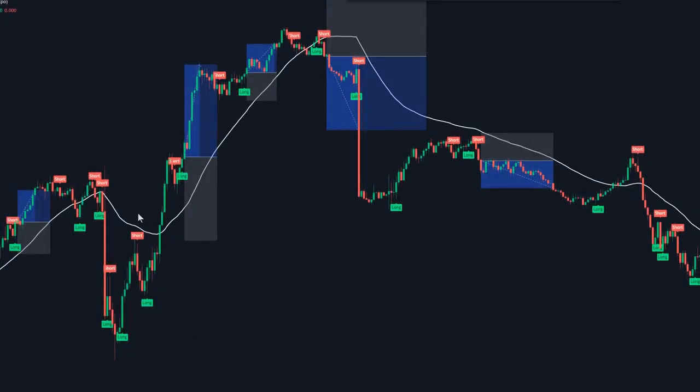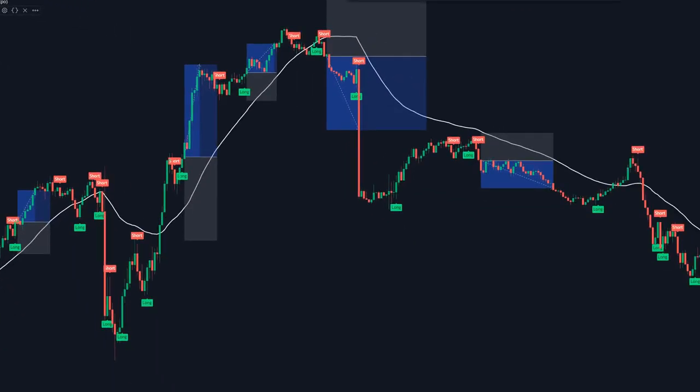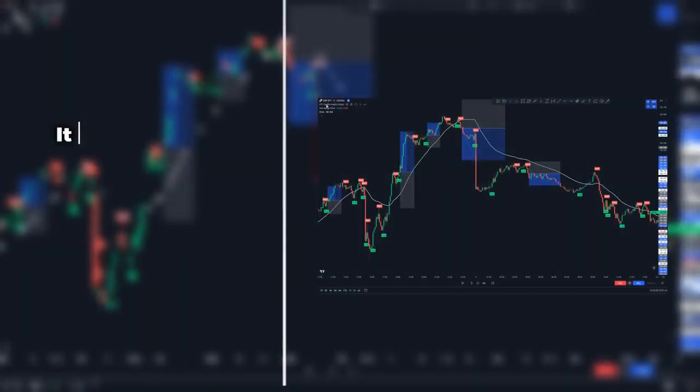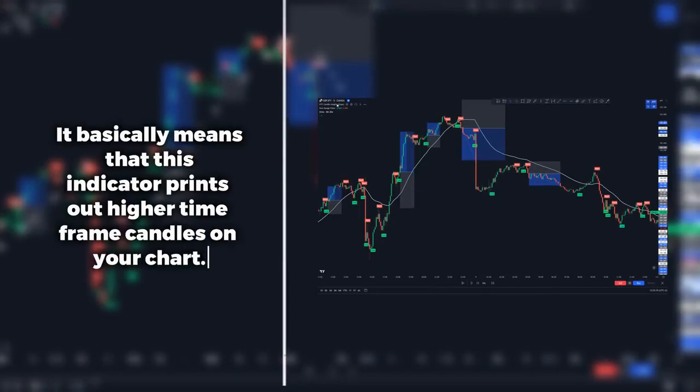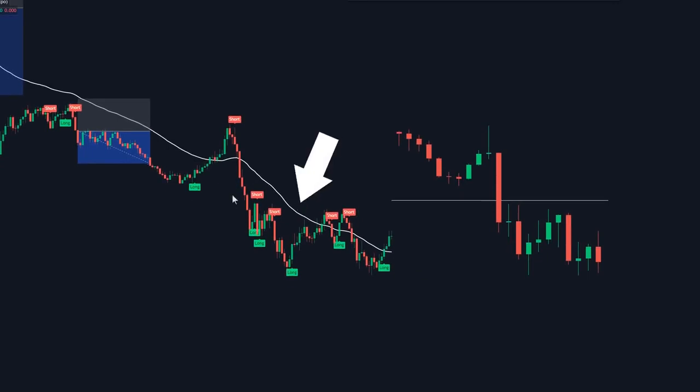Now, keep in mind that these two indicators, the DEMA and the Twin Range Filter, are the secondary indicators in this strategy. The main indicator that I used is this one called HTF Candle Insights, meaning higher time frame candle insights. If you're wondering what that means, it basically means that this indicator prints out higher time frame candles on your chart. The way it does that is like this. As you can see here, these are the current time frame candles and these are the higher time frame candles.